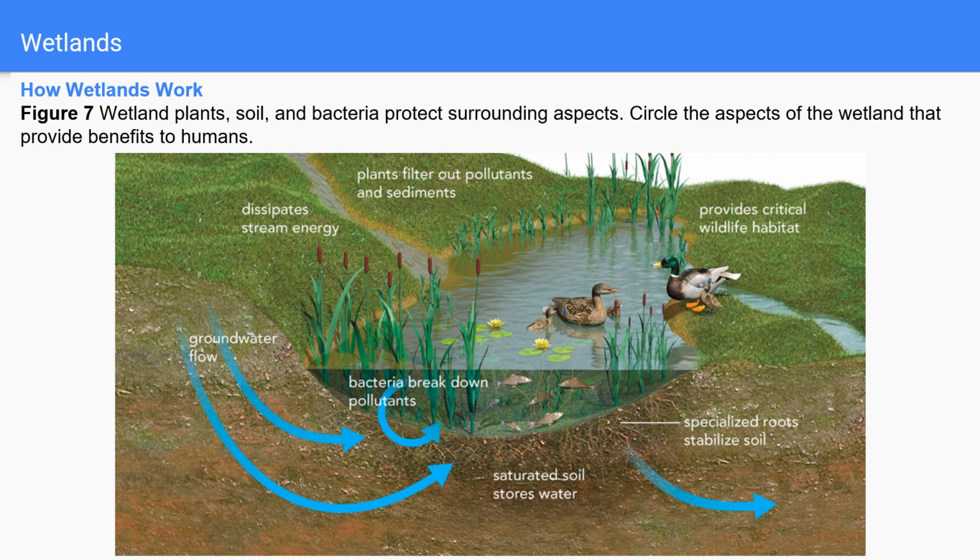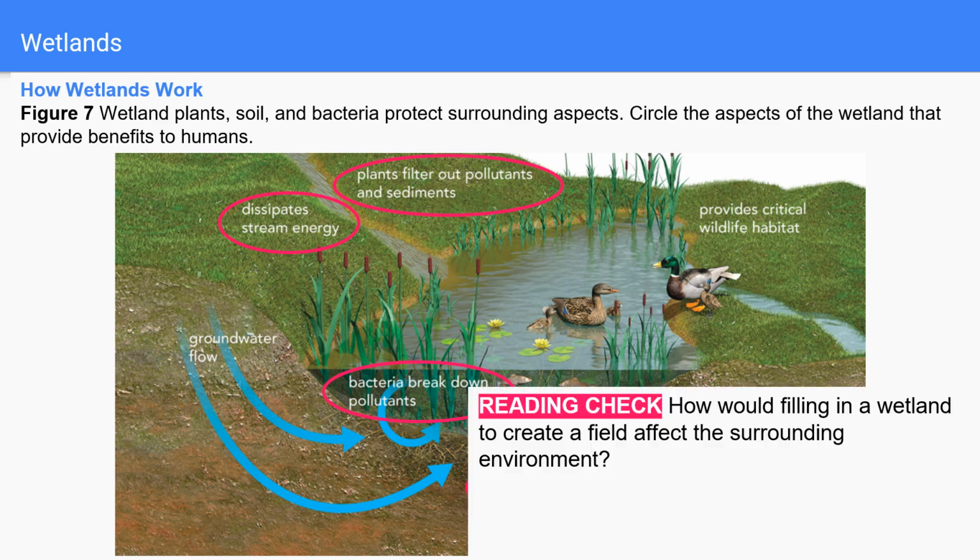How wetlands work, Figure 7. Wetland plants, soil, and bacteria protect surrounding aspects. Circle the aspects of the wetland that provide benefits to humans. Specialized roots stabilizing soil, saturated soil stores water, bacteria break down pollutants, dissipate stream energy, and plants filter out pollutants and sediment are all benefits to humans.